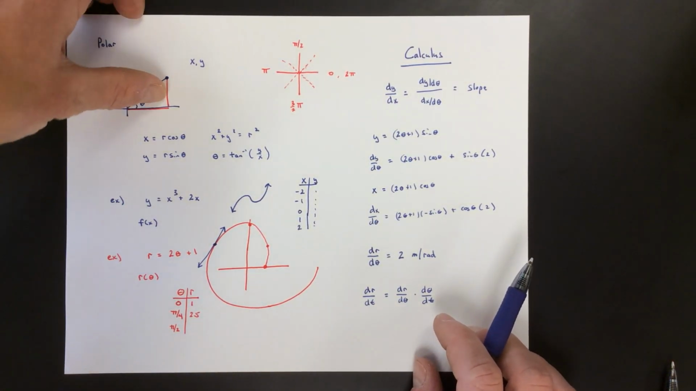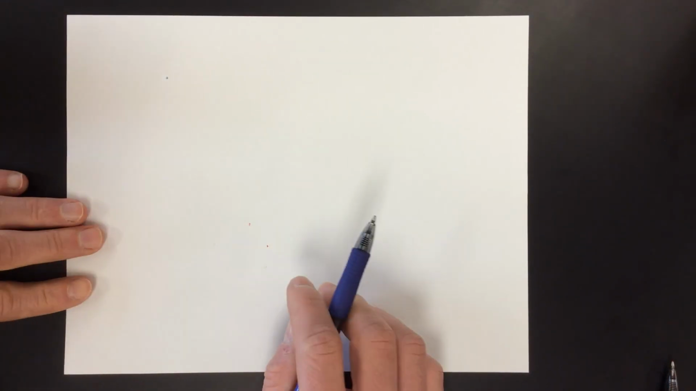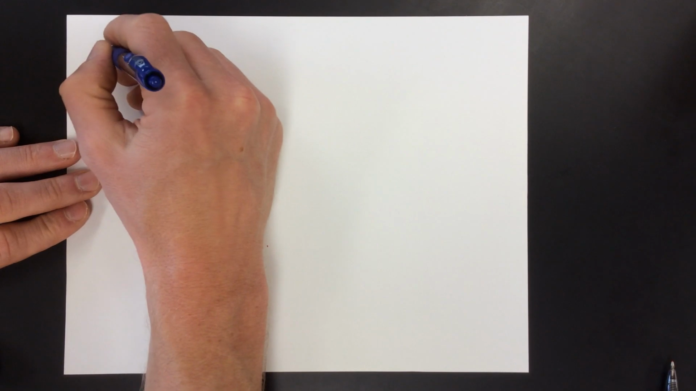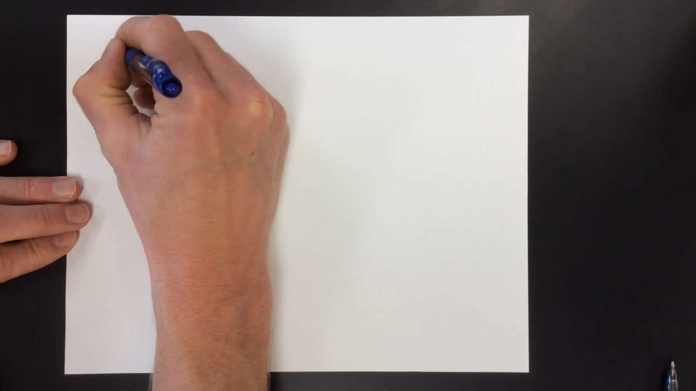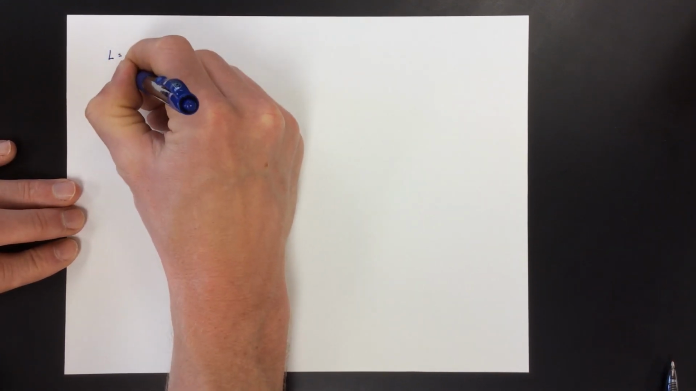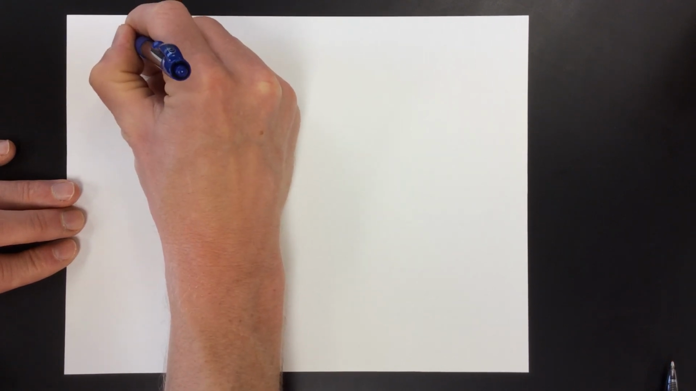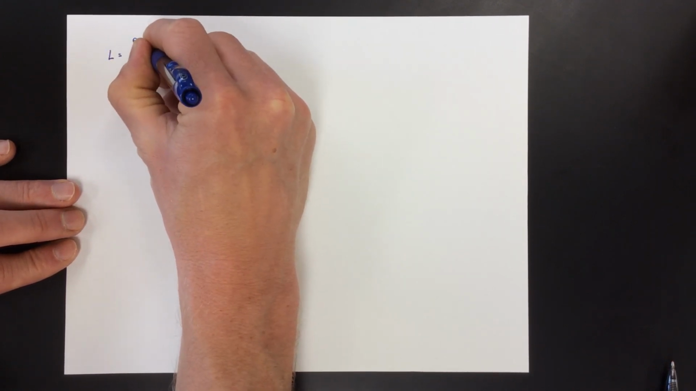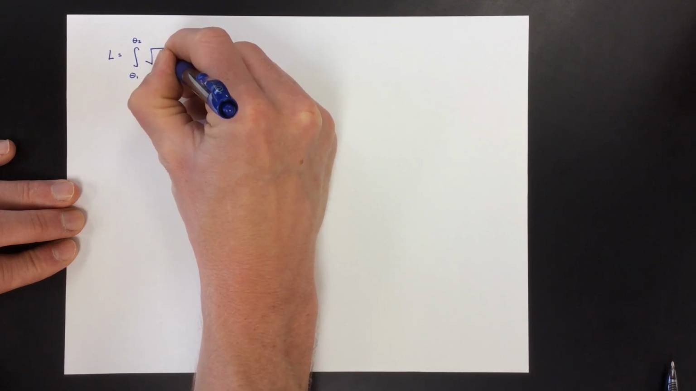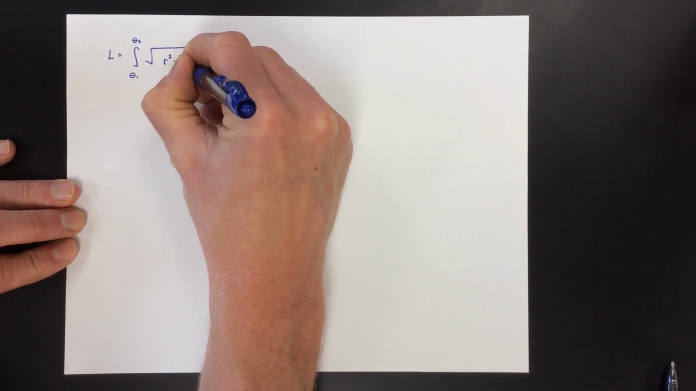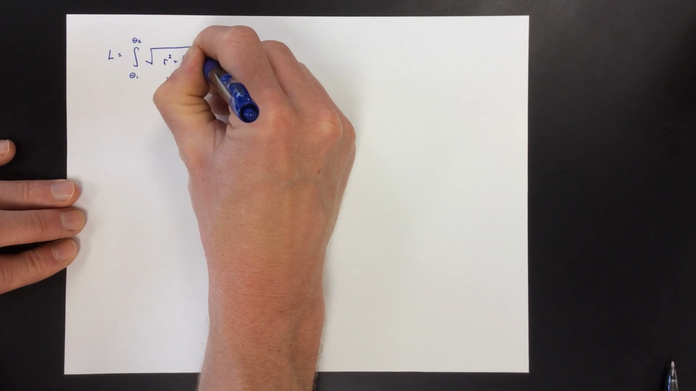Okay, well, what else can you do? Well, we can find arc length. We can find arc length in polar, the length of the curve in a polar way. So we want to find the length of the spiral. We'd go from theta 1 to theta 2, integrating the square root of r squared plus dr d theta squared.